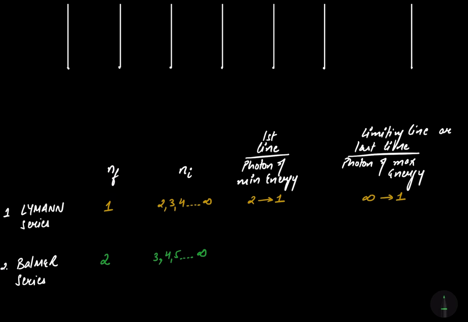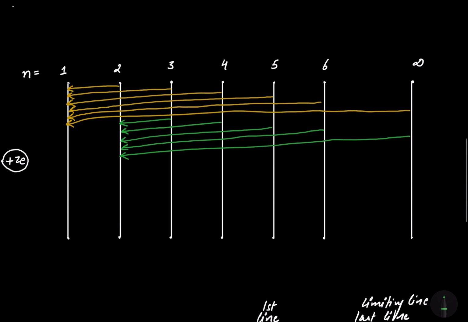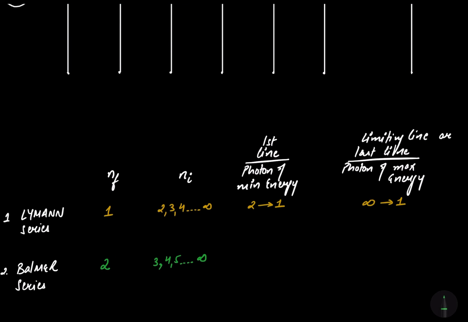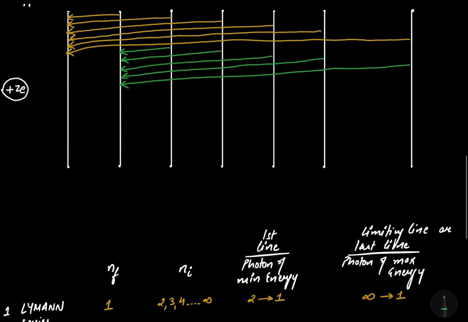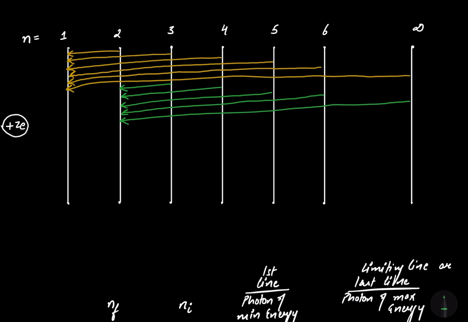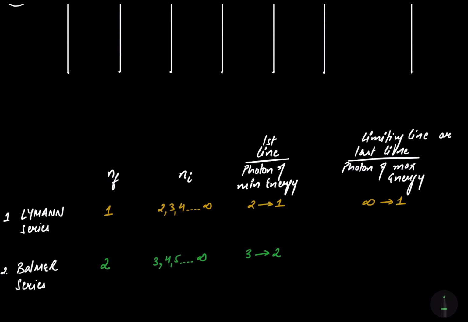So now again let's talk about the first line of the Balmer series, in which the photon of minimum energy will be emitted. That transition will be, you can see the diagram, the minimum energy for Balmer series is for the energy gap of third orbit to the second orbit. So here in case of Balmer series, the first line will be obtained by the transition of electron from the third orbit to the second orbit. And now let's talk about the limiting line or the last line, where the photon of maximum energy is emitted. You can see the diagram that the maximum energy gap is from infinity to second orbit in case of Balmer series. So here the last line or limiting line will be of the transition of electron from infinity orbit to the second orbit. So that was the Balmer series.